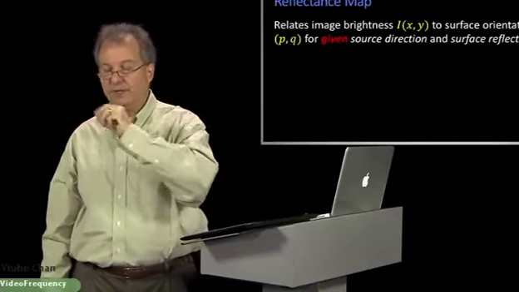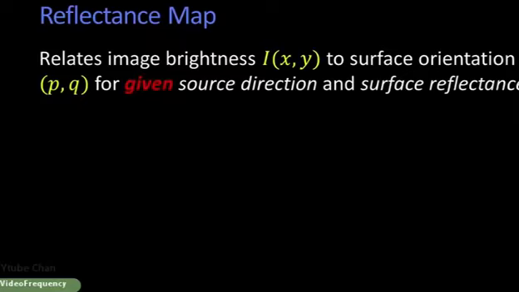In order to figure out how to go from an image to the shape, we're going to talk about this reflectance map. So the reflectance map relates the brightness I of xy. And again, I'm just going to talk about the brightness in the image, assuming that the image is linear with respect to the light that's hitting it. So I'm not going to talk more about radiance or irradiance, etc. I'm just talking about the lightness or the brightness of the image.